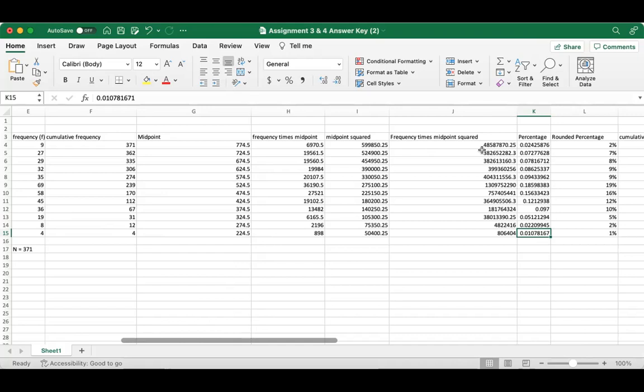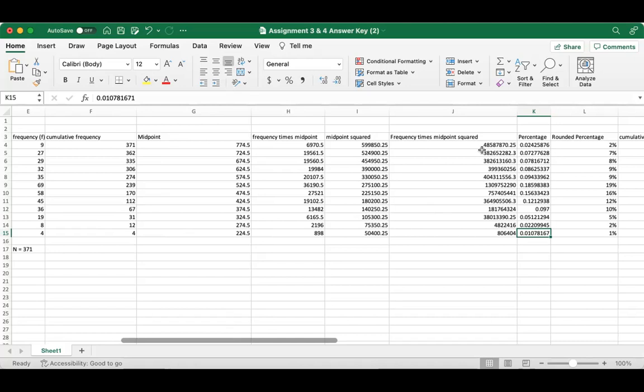Wait, I got something else. H3 to the second power. But what I did was I literally did midpoint times what we got in the column for midpoint squared. Which one is it? Oh, I did that wrong. Yep, you're right. It should be equals G, frequency. Equals E2 column times I column, right? Yeah, but frequency times midpoint.